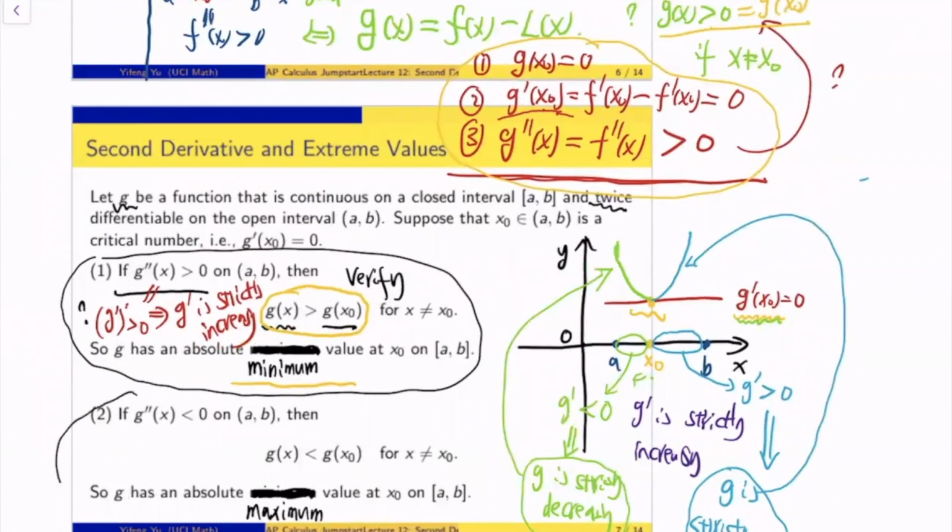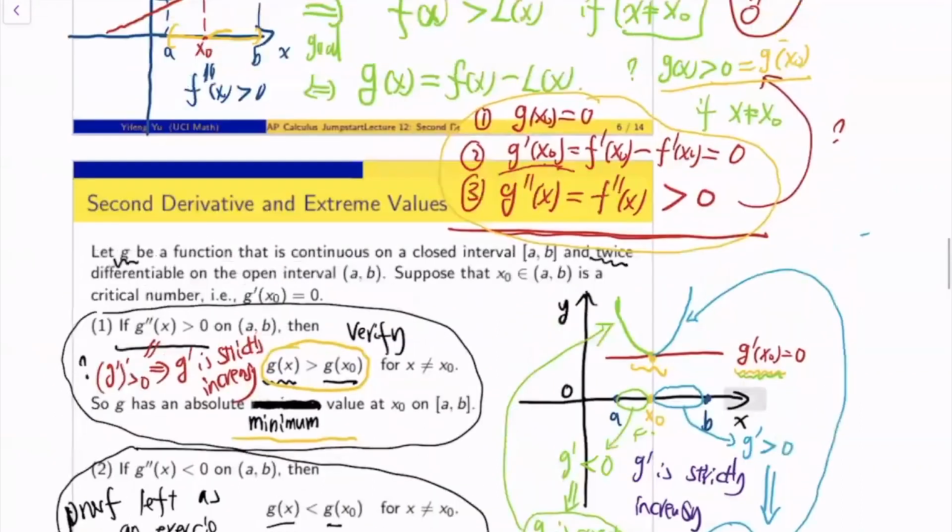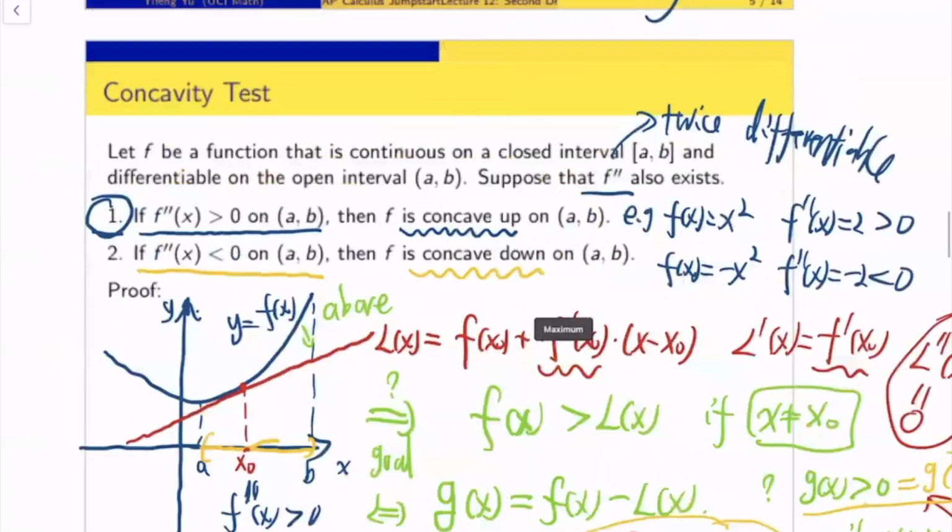The other one is similar. If it's strictly less than 0, then g attains the maximum. So all the other values will be strictly less than g(x0), and g attains a maximum. The proof of this will be left as an exercise. It's very similar to what I did for the first one, and you can do this by yourself. Based on combining all this, we have proved the concavity test.